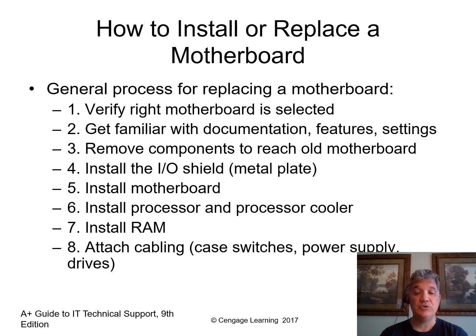So we looked at this last week. These would be things like your hard drives, any optical drives you might have, fans, case fan, maybe a CPU or hard drive fan, power supply. There are likely to be a number of items that you need to clear, including the wiring harnesses, before you can actually get to the motherboard. Install the I/O shield metal plate. Install the motherboard. Install the processor and processor cooler. That's the heat sink on top of the processor, generally with a fan attached to that. Install the RAM, and then install the cabling, case switches, power supply, etc.